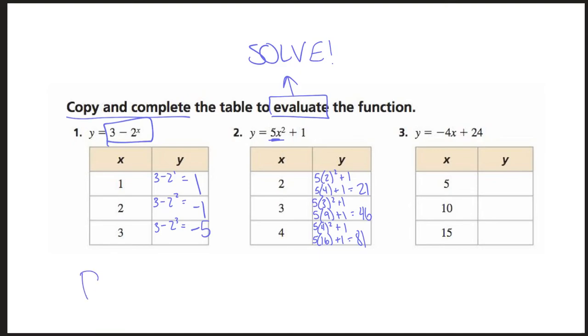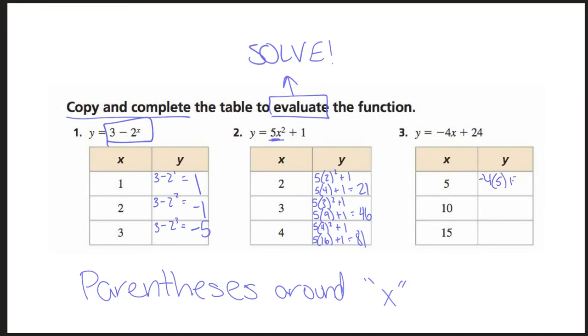Now, number 3, this one's probably going to be the easiest. There are no exponents, so you're going to have negative 4 times your x plus 24. Now, the important thing is with all of these, you need to put parentheses around the x if you're multiplying something with it in order to use the order of operations properly. So you have negative 4 times 5 plus 24 is negative 20 plus 24. So that's positive 4.